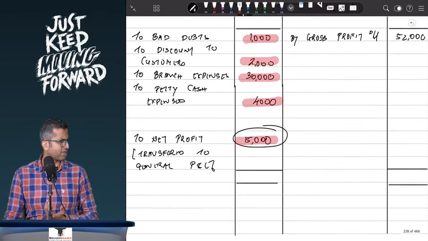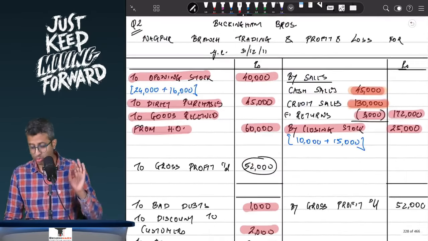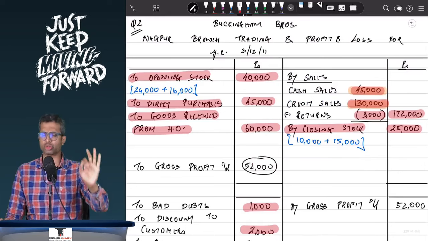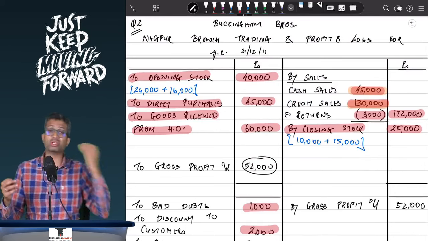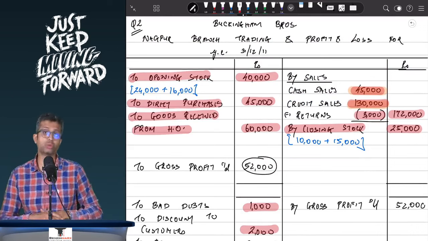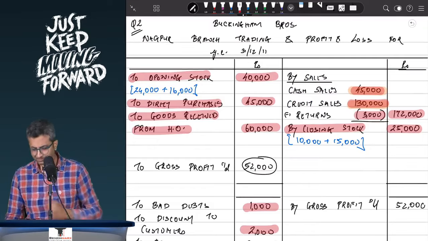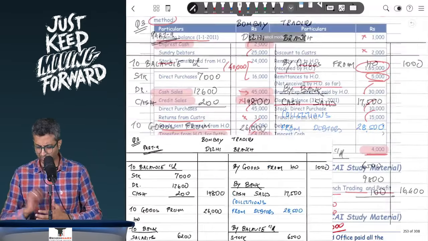So over here, this is like a typical finalization of accounts where you book all your expenses, whether HO pays or branch pays, and all your incomes, irrespective of how much is actually remitted. So that is how you will prepare the trading and the profit and loss account.